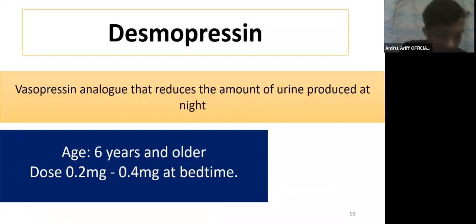So surprisingly, there are also medications to treat enuresis. The first drug that we want to talk about is desmopressin. Its mechanism of action is that it is a vasopressin analog that reduces the amount of urine produced at night. The age of the child that it should be given to is 6 years and older, and we give this drug at bedtime. So we cannot give it in the morning.